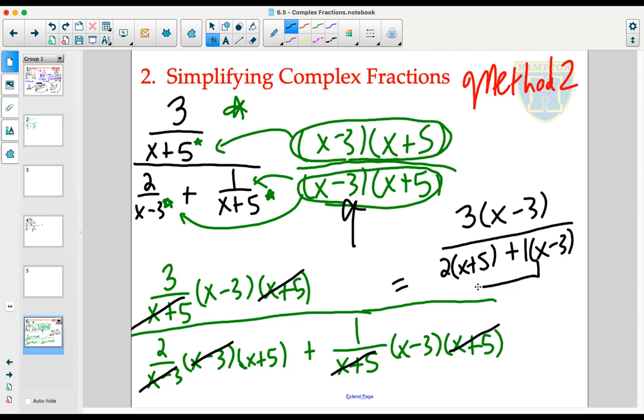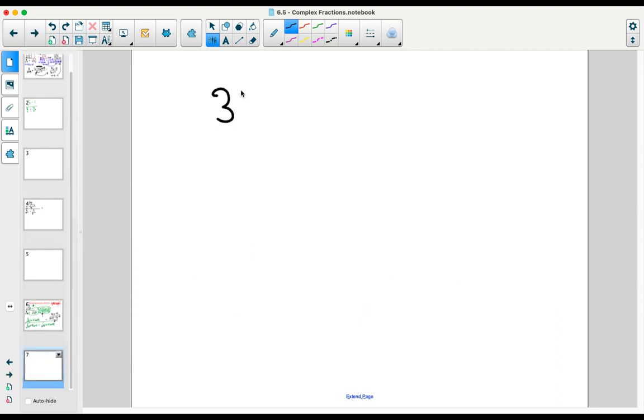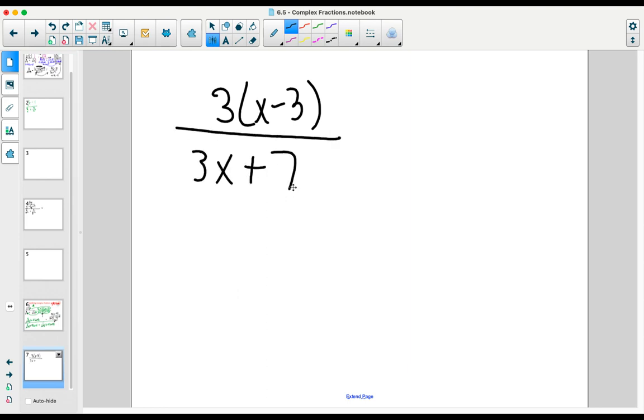This denominator has a value of 2x plus 7. So we have a final, 3x plus 7. My apologies, 3x plus 7. So we have a final version that is 3 times x minus 3 over 3x plus 7. Nothing can be factored anymore from this denominator. And again, we remind that x cannot be negative 5 or 3 because of their roles in the common denominator.